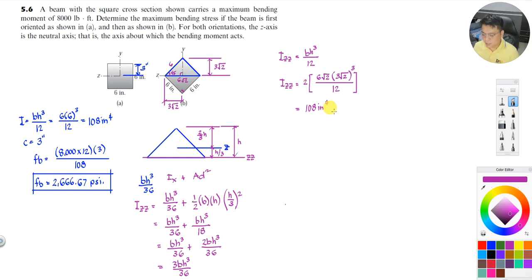Okay. So, almost same lang pa silang dalawa, no? So, you can have now FB is equals to MC all over I. So, you can have it as 8,000. Kaya lang this time, ang C mo, times 12 na, no? Ano ang C kong gagamitin dito? Hindi na 3. So, that would become 3 square root of 2 na. Okay? All over the I, which is 108. So, you can have the FB equal to 8,000 times 12 times 3 square root of 2 all over 108.